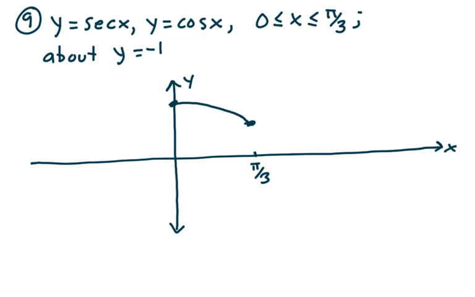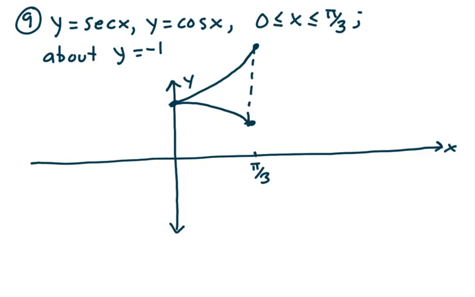Now, for y equals secant x, when x is 0, secant of 0 is 1. And then, just for the record, secant of pi over 3 is 2, which means, let's just say you're somewhere up here. And we're going to go like this.